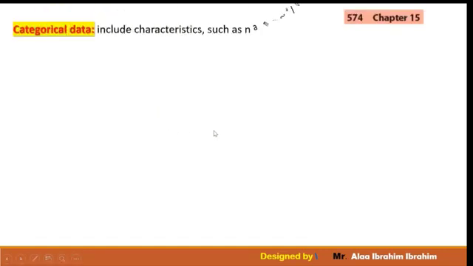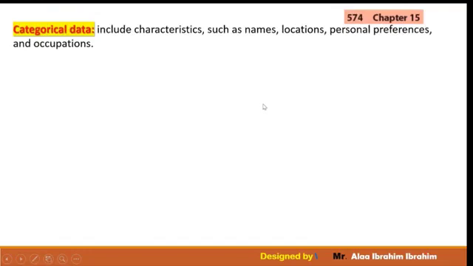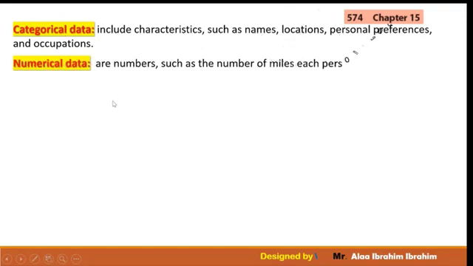Okay, now we're going to something else, page 574, with examples and more definitions. Now we're dealing with categorical data, which includes characteristics such as names, location, personal preference, and occupation. So we have another thing, numerical data, or a number. Categorical data we can say describes something, but here we're dealing with numbers. So numerical data means we're dealing with numbers.